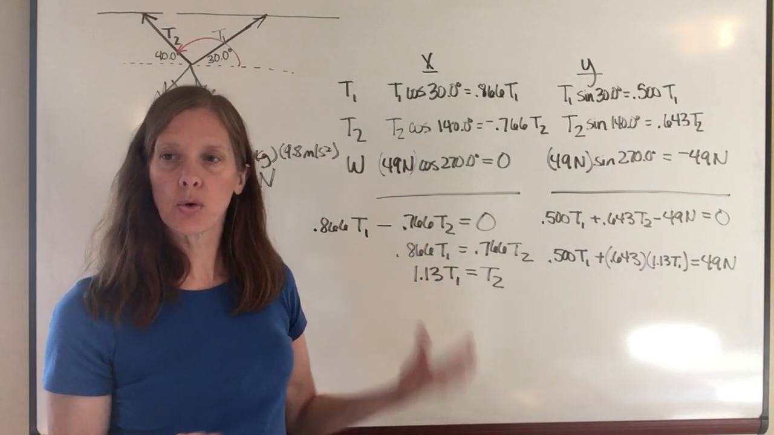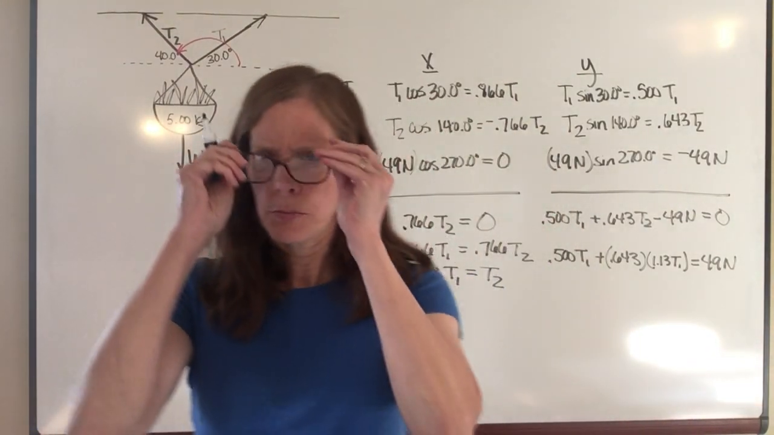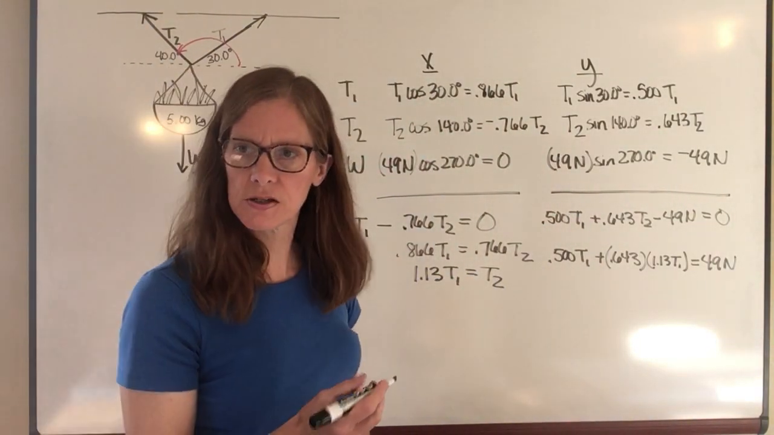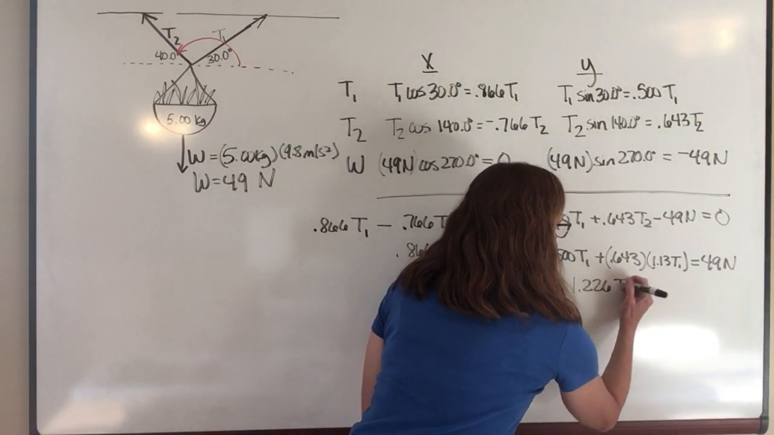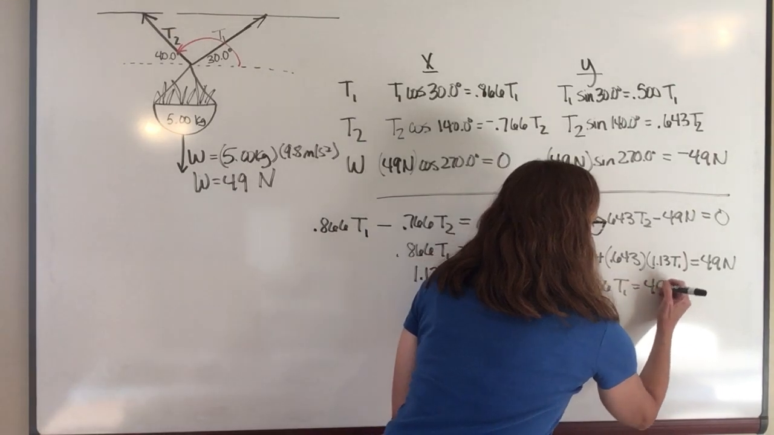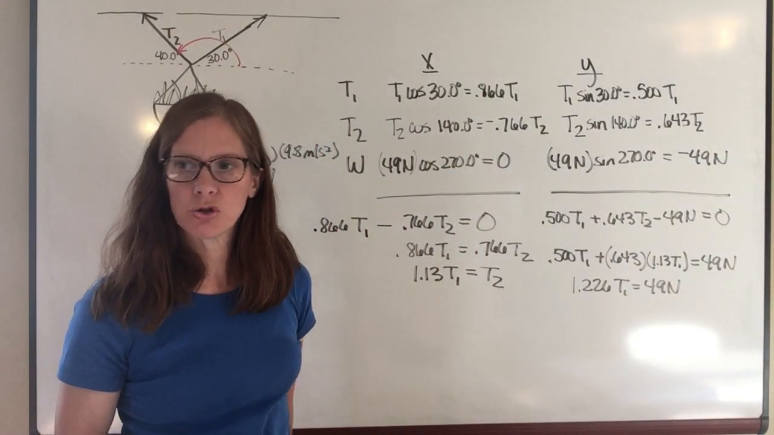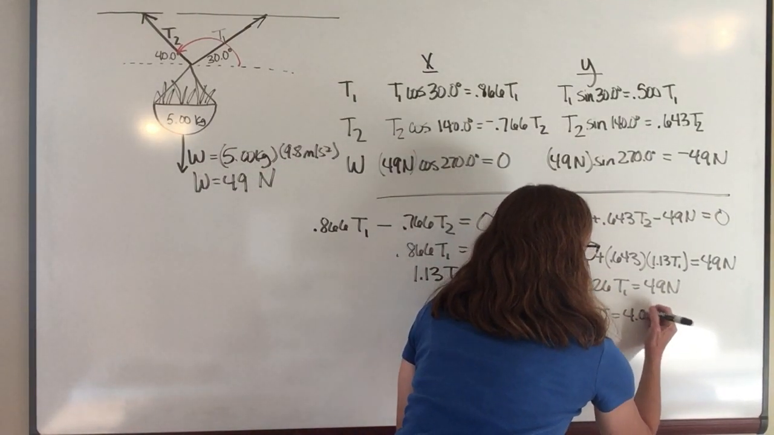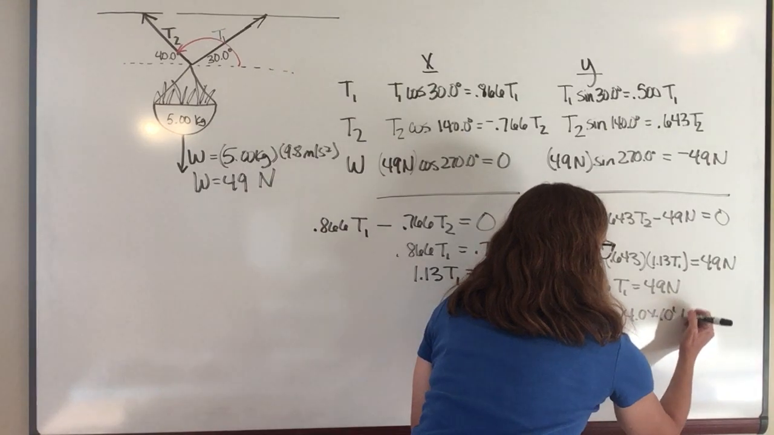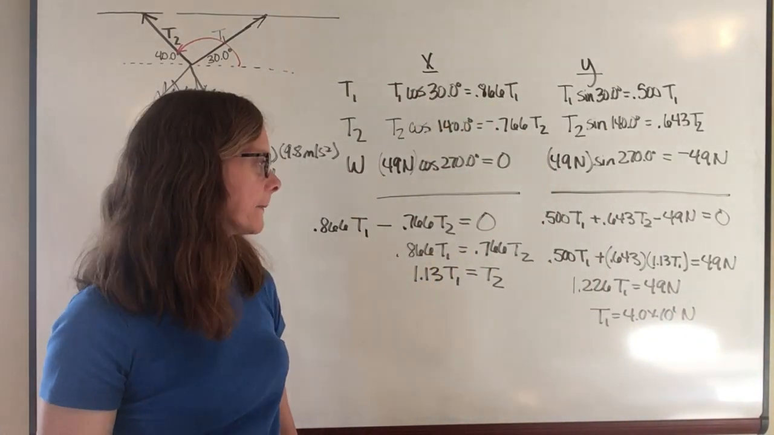So when I crunch all this math, I end up with, if I can put my glasses on so I can see what that is supposed to come out to be. This is 1.226 times T1 equals 49 newtons. So when I divide both sides by 1.226, I end up with T1 having a value of 4.0 times 10 to the first newtons. I need to have two significant figures there.